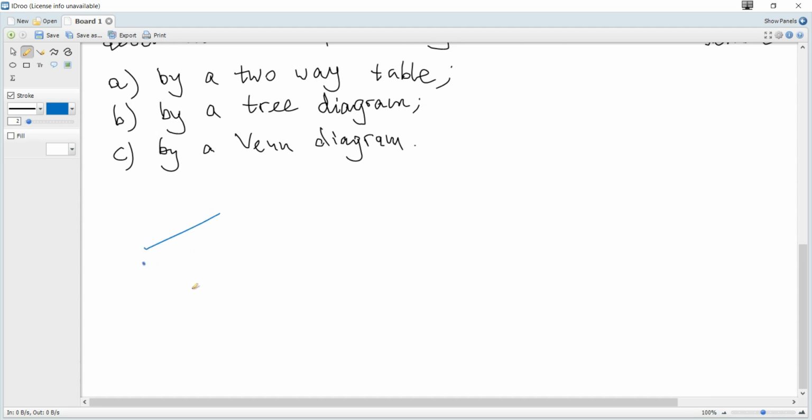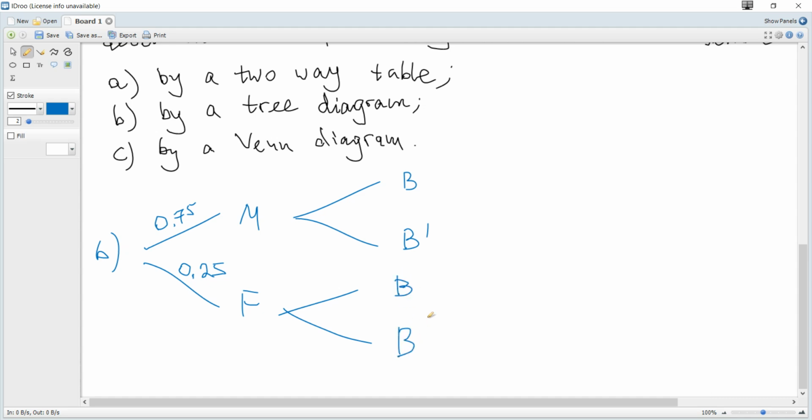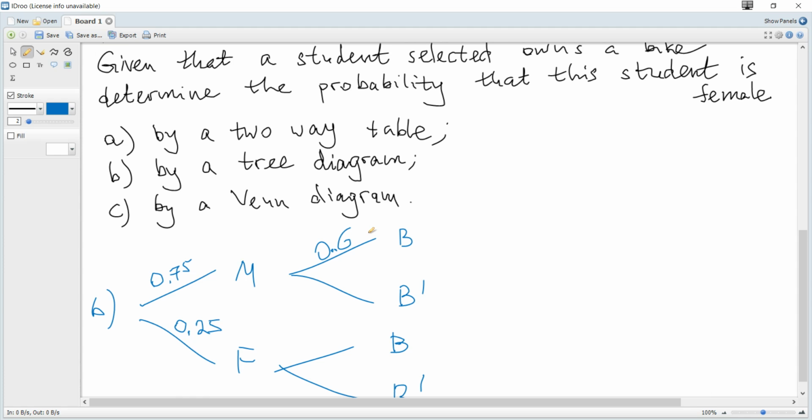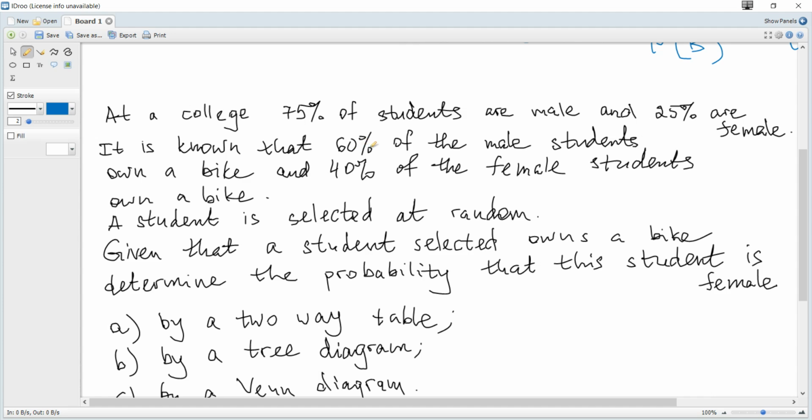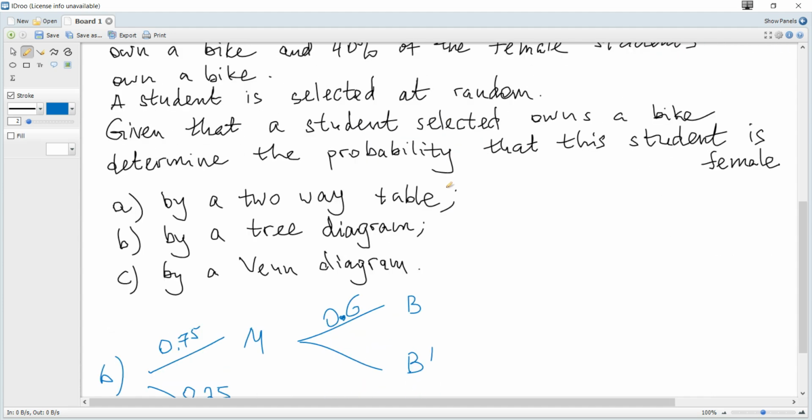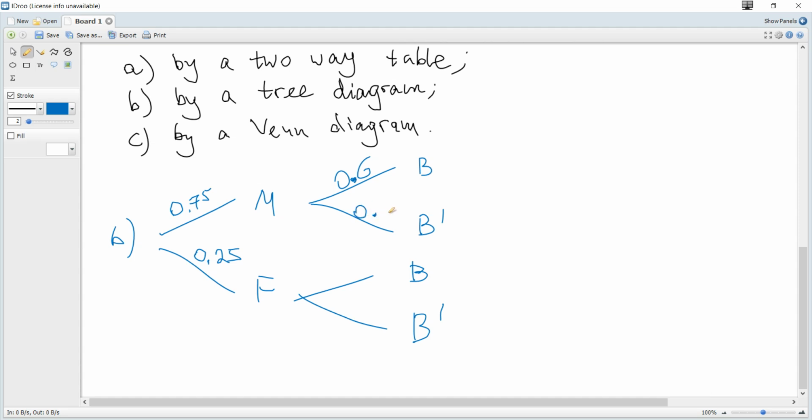It looks like this: male, female, and probability 0.75, 0.25, and bike, not bike, bike, not bike, 0.6, because this probability is actually probability of bike given M. So this is directly this: 60% of the male students own a bike, and not bike can be found as 1 minus 0.6, it's automatically 0.4, and for female, it's bike given female, it's 0.4.